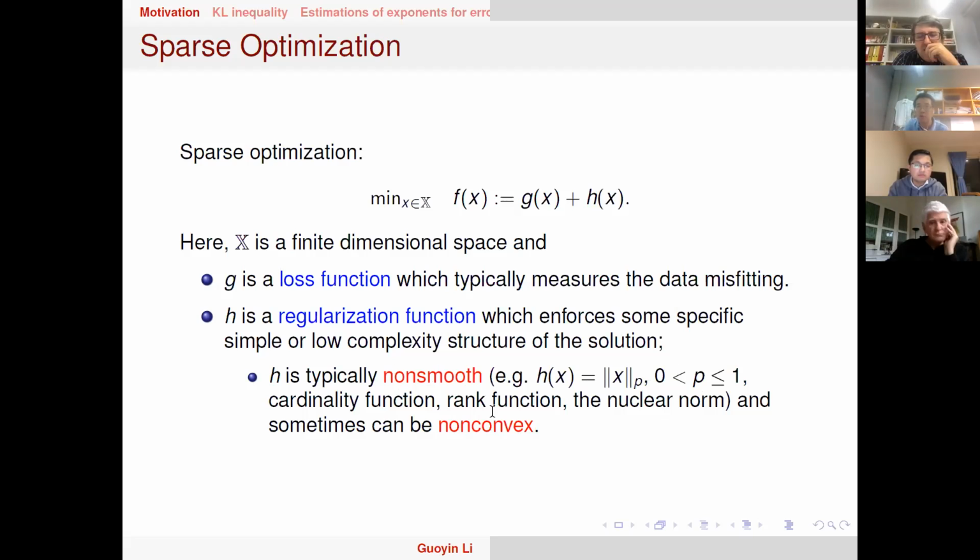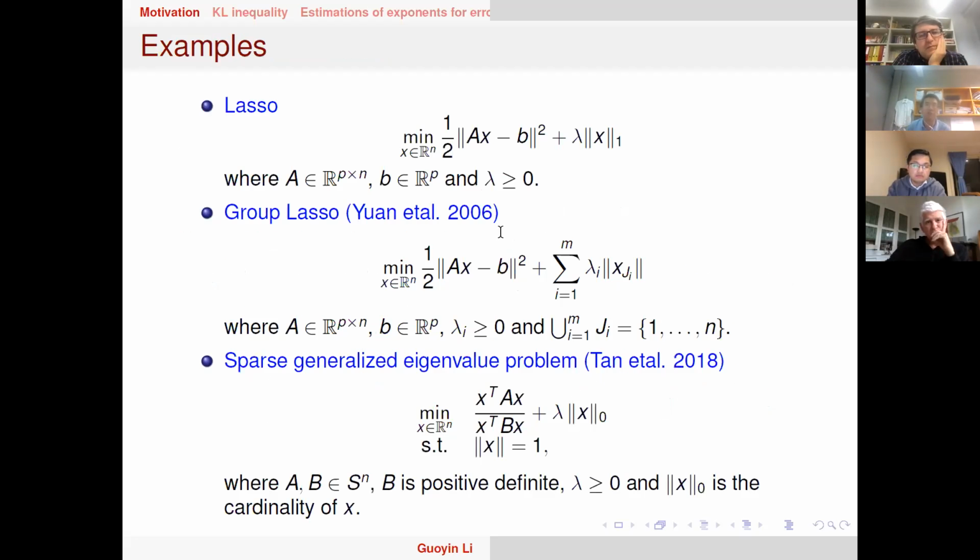Okay, so the point I'm trying to make is that the whole problem, in general, can be both non-smooth and non-convex. Just to be concrete, let me give a few examples. The most common example is the Lasso problem. I think you have probably seen a lot of them. You have a least squares function, half of the norm of Ax minus b squared, and you want to promote sparse structure of your solution, so you add the L1 norm here.